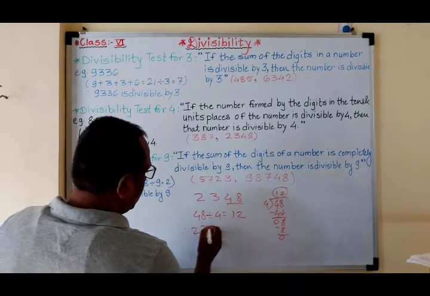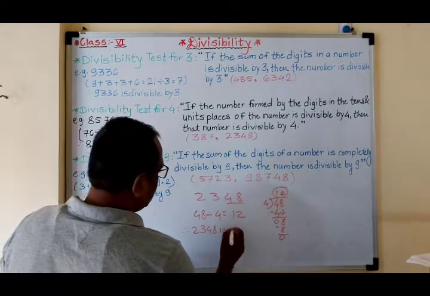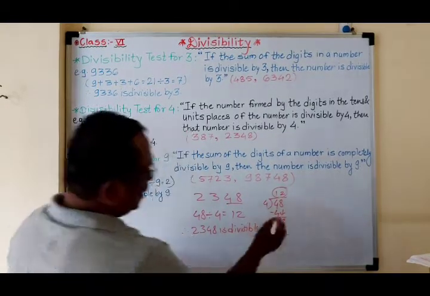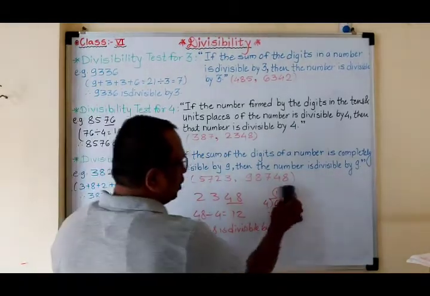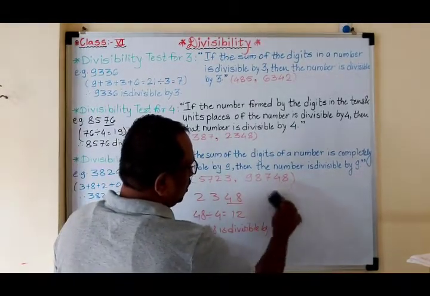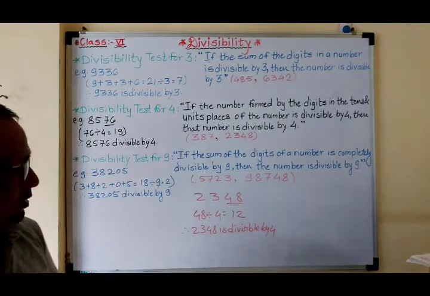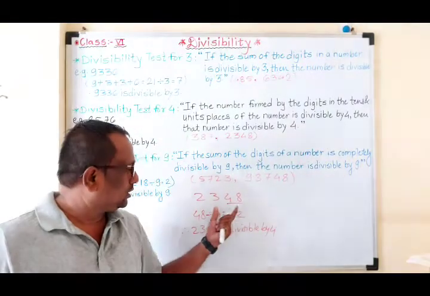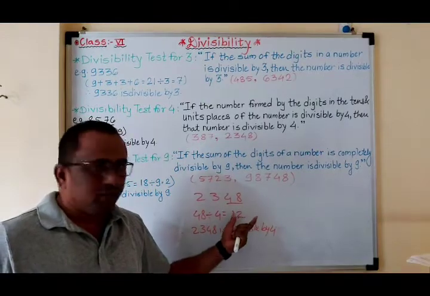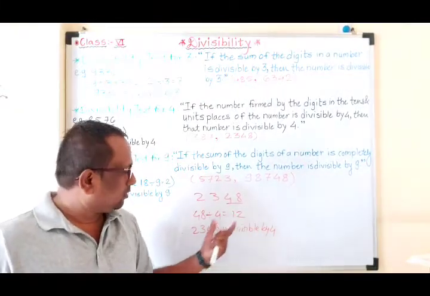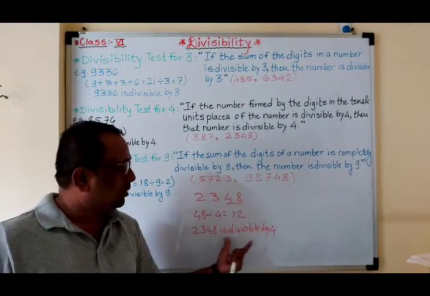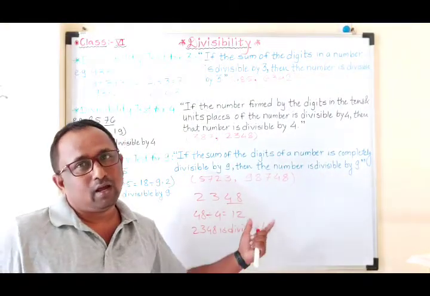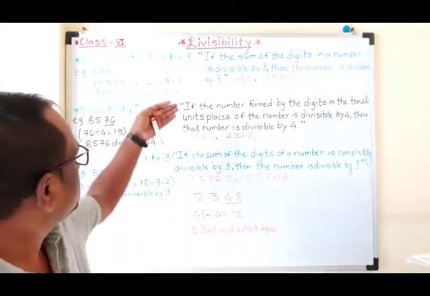Therefore 2348 is divisible by 4. This way you have to solve, and this division you have to do roughly, student. You have to do this roughly. In 2 steps you have to write this. Understood? Mark the unit place and tens place digits, then divide. If you got the division completely, then you have to write the given number is divisible by 4. Otherwise, if not, then you have to write that this number is not divisible by 4. Okay, I hope you understood these 2 tests.